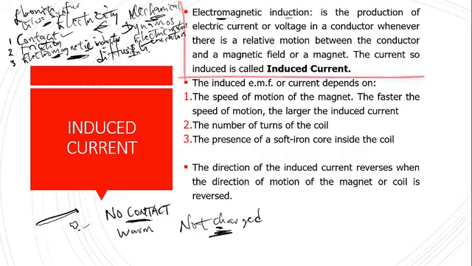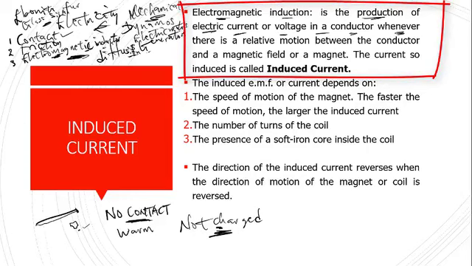So, put simply, electromagnetic induction is the production of electric current or voltage in a conductor whenever there is a relative motion between the conductor and a magnetic field or a magnet. The production of electric current or voltage when there is relative motion. Notice the word motion, not contact. There is motion or interactions between the conductor and a magnetic field. The current that has been induced is called induced current.